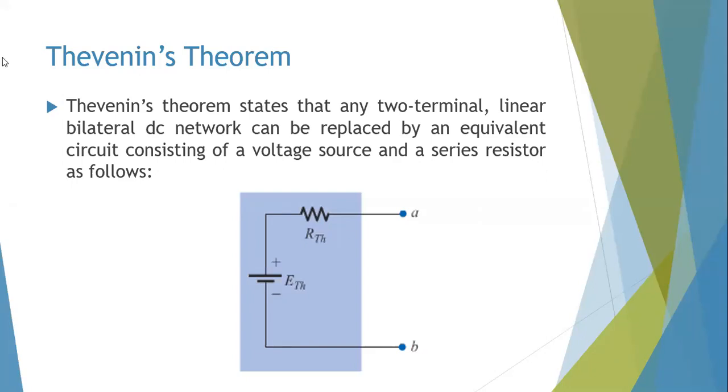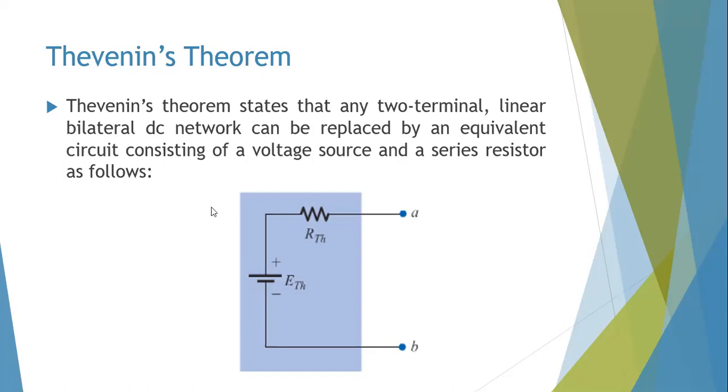Okay, so let's read this statement here. Thevenin's theorem states that any two terminals, in this case A and B, of a linear bilateral DC network. Linear, we've said earlier what it means: your circuit element cannot change its value with voltage or current. And bilateral means it should have the same performance, the same characteristics in both directions. A diode is not bilateral, as we saw earlier.